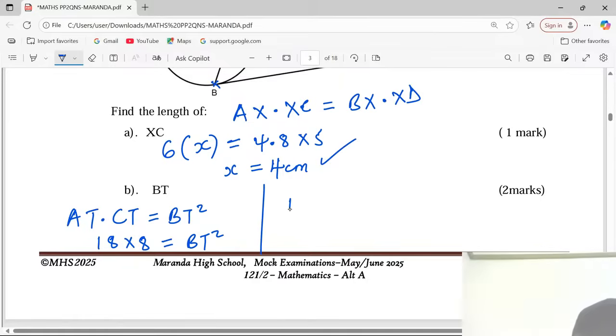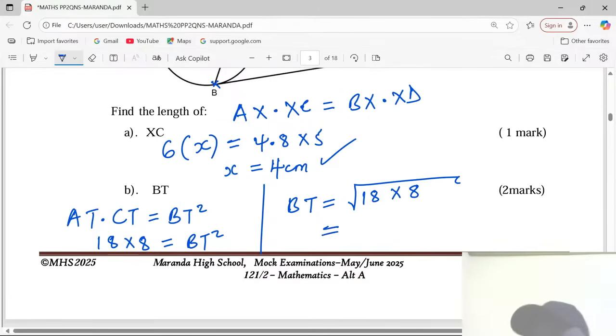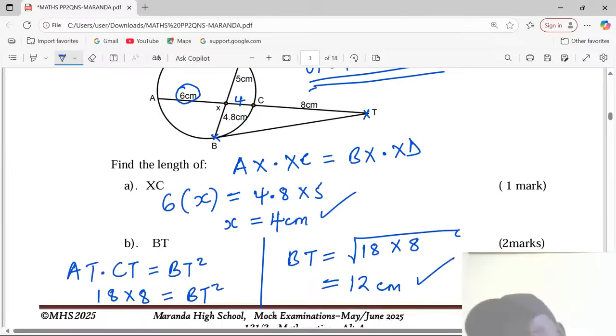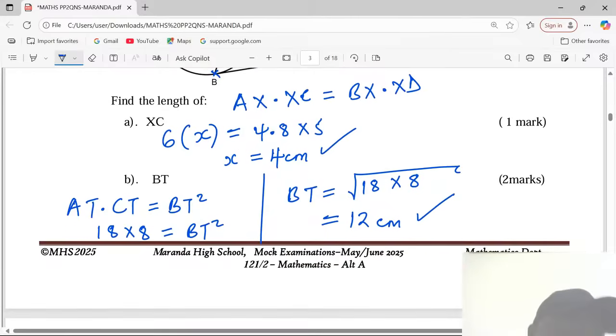So for us to get BT, we need to take the square root of 18 multiplied by 8. What shall this give us? I'm getting exactly 12. So it shall be exactly 12 centimeters.